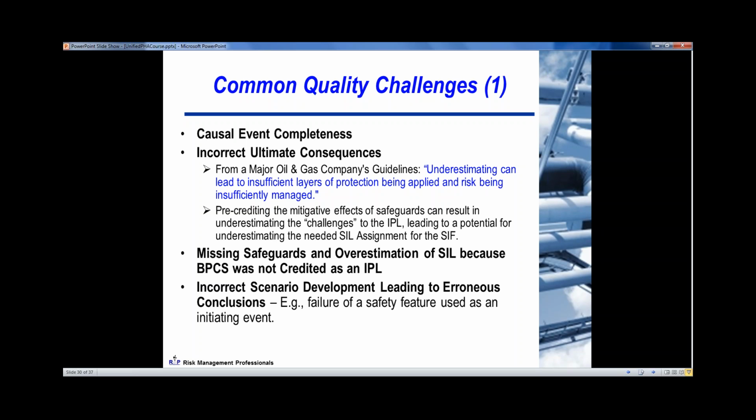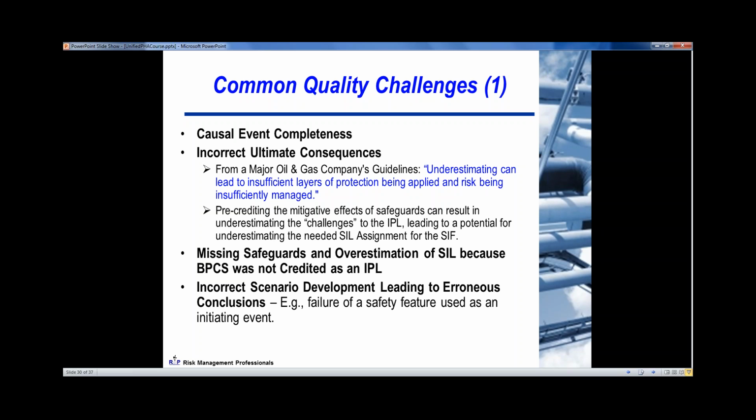I'll just quote from a major oil company's guidelines. Underestimating can lead to insufficient layers of protection being applied and risk being insufficiently managed. So if you're not correctly identifying the ultimate consequence and listing the safeguard out, all practitioners realize that that is a potentially significant problem.